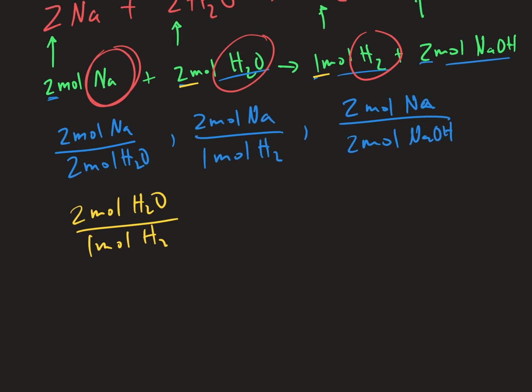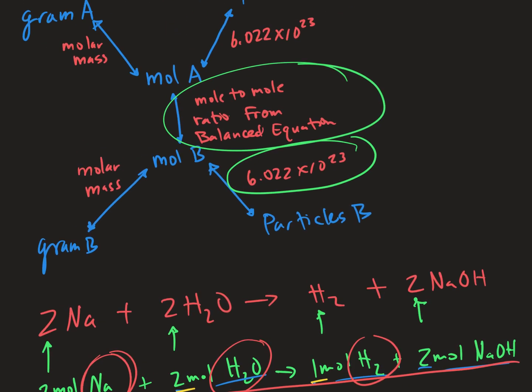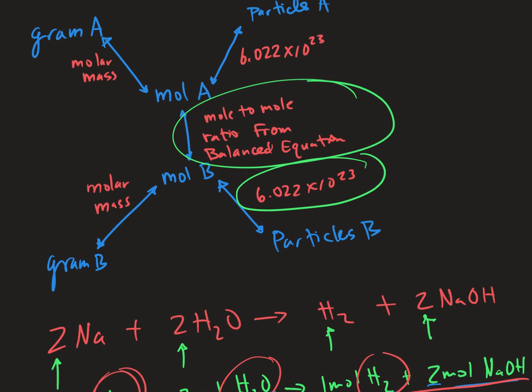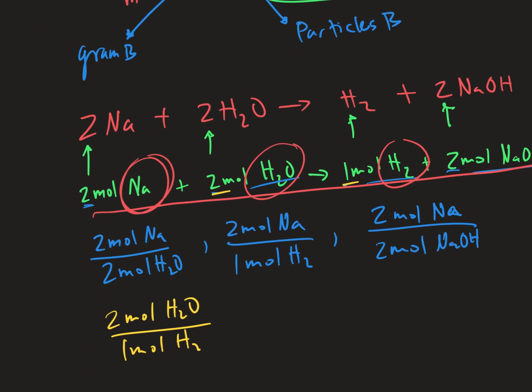So rather than writing all those out, just know that we can go from one substance to a different substance. And so on this mole roadmap, it says use the mole to mole ratio from the balanced equation. That's this, mole to mole. There's the mole to mole ratio from sodium to water, okay?